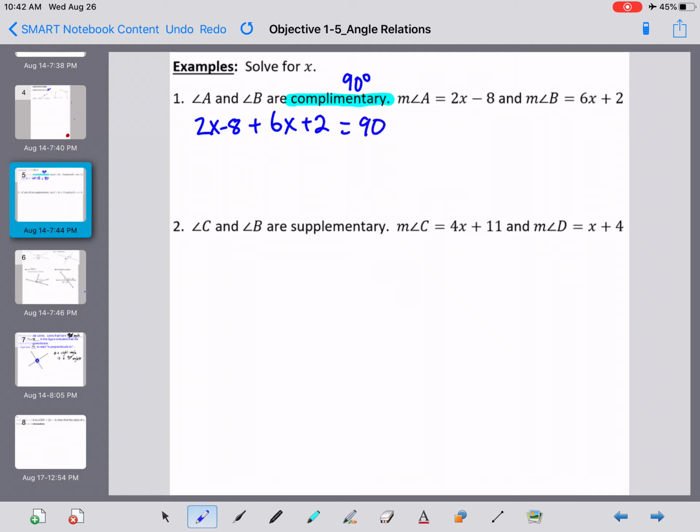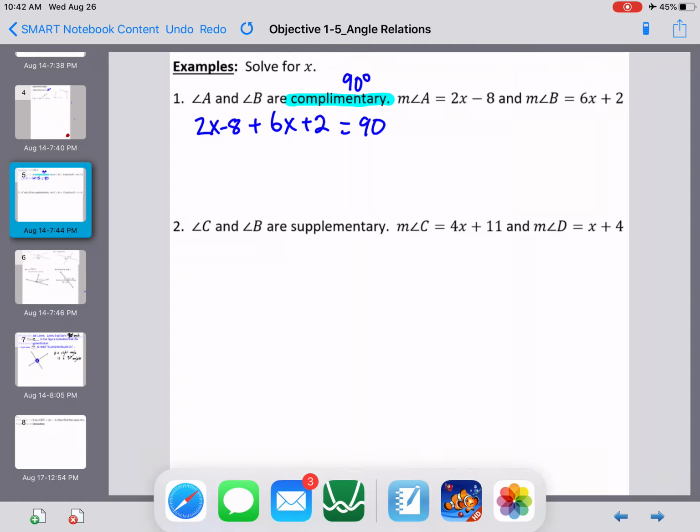Let me double check. 2x minus 8 plus 6x plus 2 equals 90.